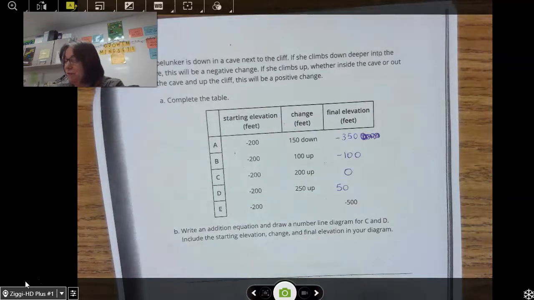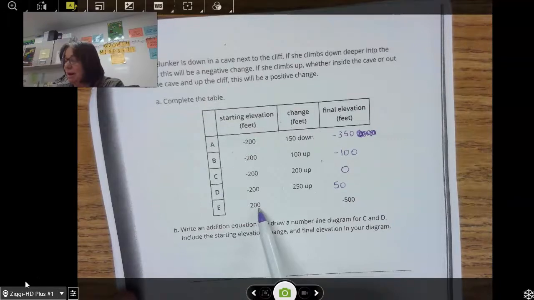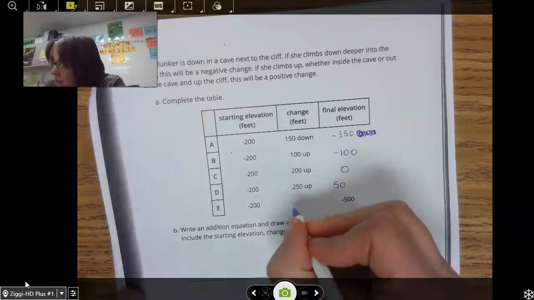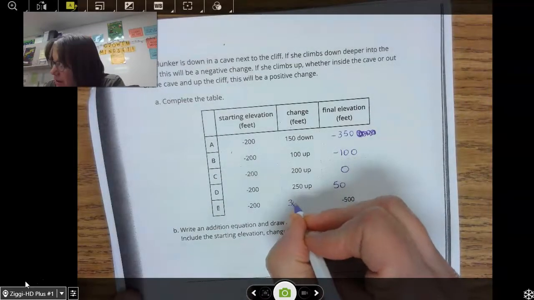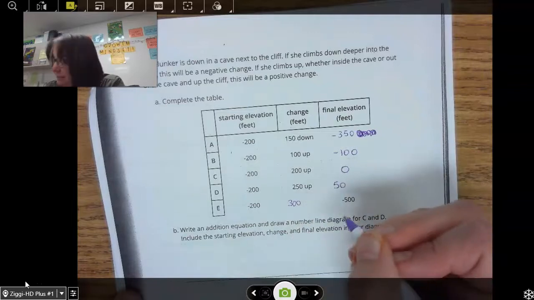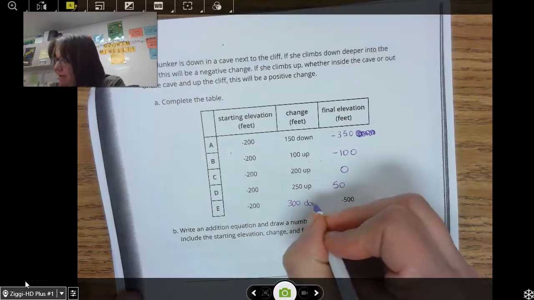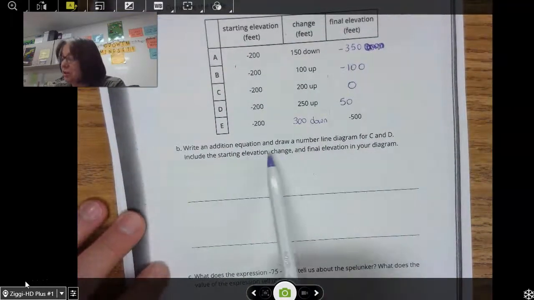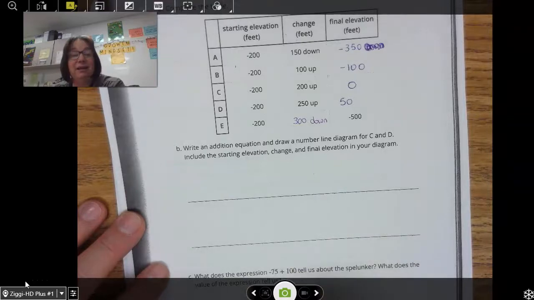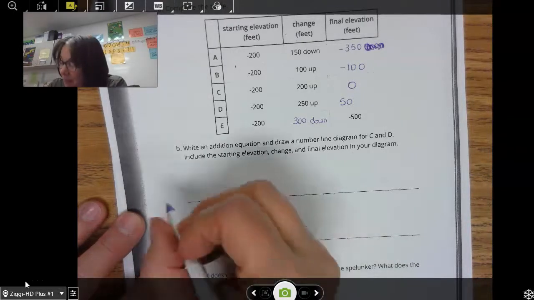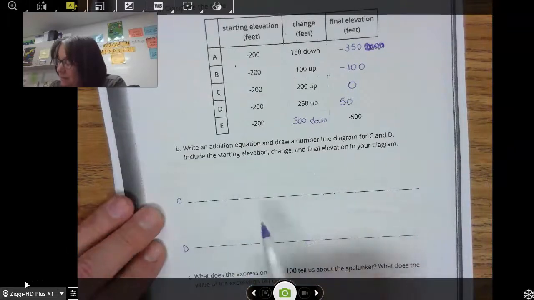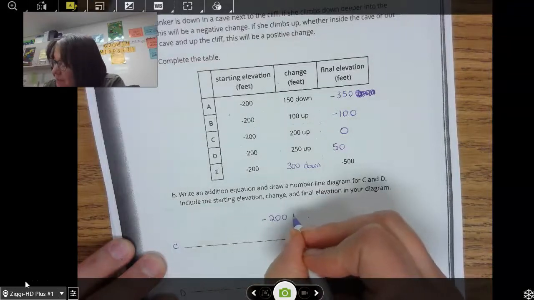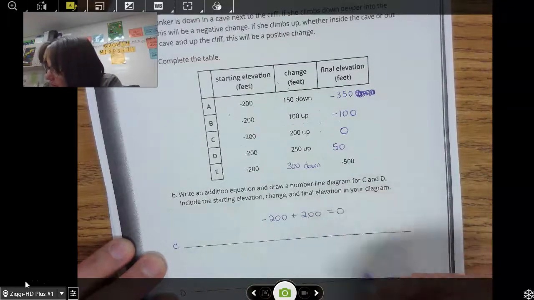And if I'm negative 200 feet down in the cave, how would I get to negative 500 feet in the cave? Well, you would have to go another 300 up or down. What do you think? You would have to go down another 300. So now I want you to write an addition equation and draw a number line for C and D, and then we can check them on here. So for C, hopefully you went negative 200, and then you climbed up 200, and that took you to 0.